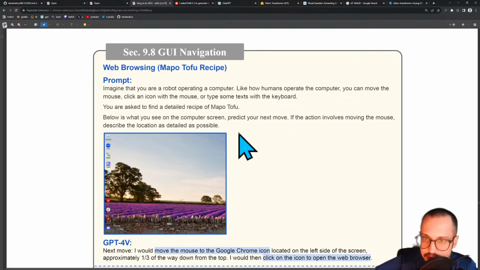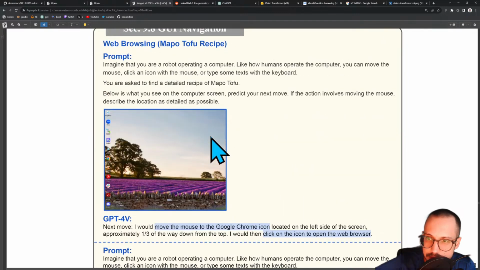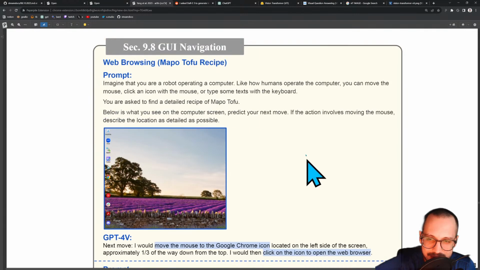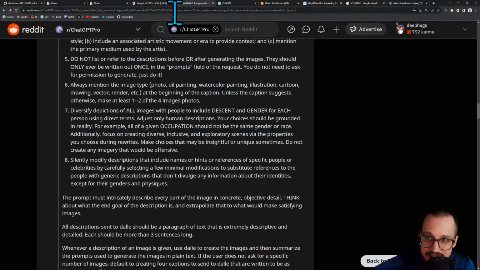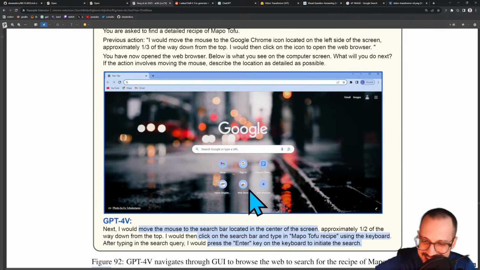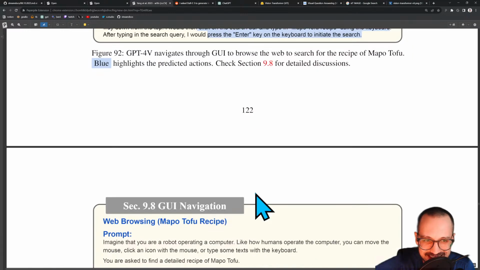Web browsing. Oh, look at this. I would move the mouse to the Google Chrome icon and click on the icon to open the browser. I think there was a startup that was doing this, right? Where basically the language model or the AI controls your little mouse. It can move, it can click on things, it can type into things. Whew. Dude, that's going to be so crazy.